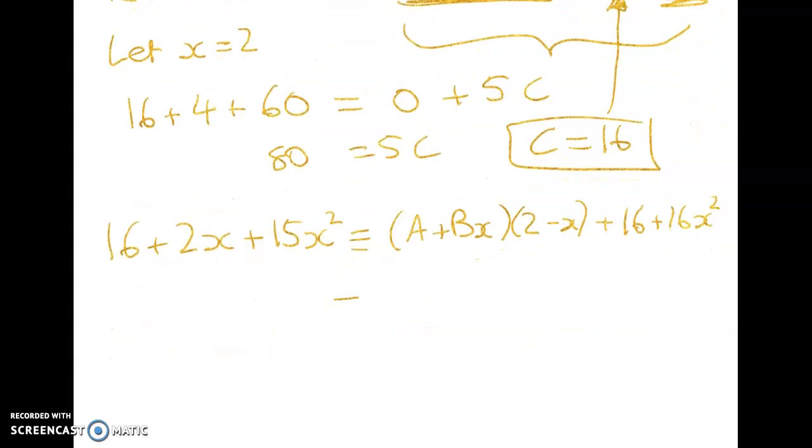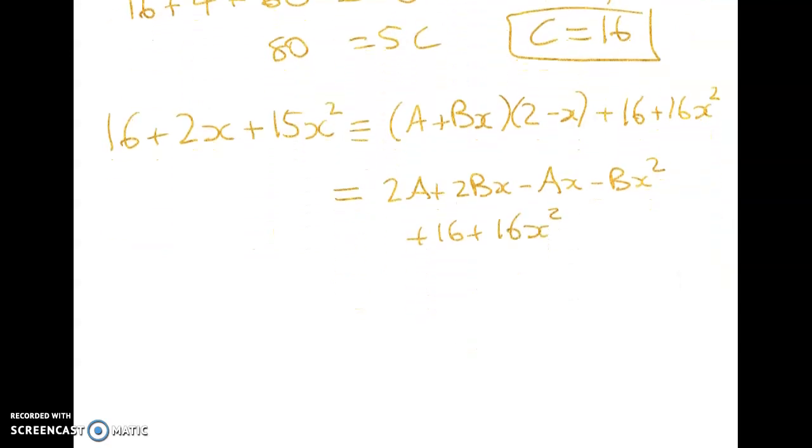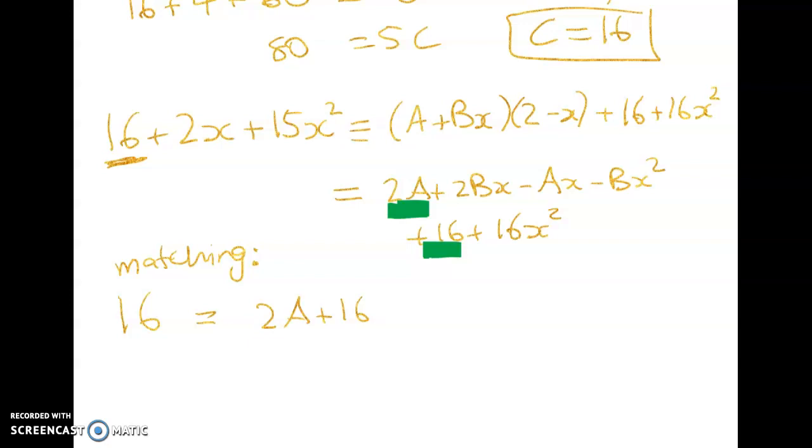So now we'll expand out this bit and we get 2a plus 2bx minus ax minus bx squared plus 16 plus 16x squared. So we can now match coefficients, and we can see we've got 16 here. I'm just going to write a word to show the person reading what I'm doing. So matching, I get 16 is equal to 2a plus 16. So what am I doing? Well, I'm picking out the constant terms in there, and that means that a must equal 0 as required.